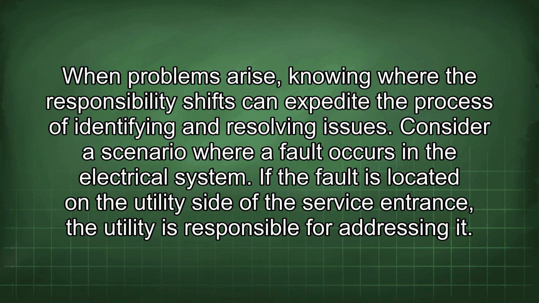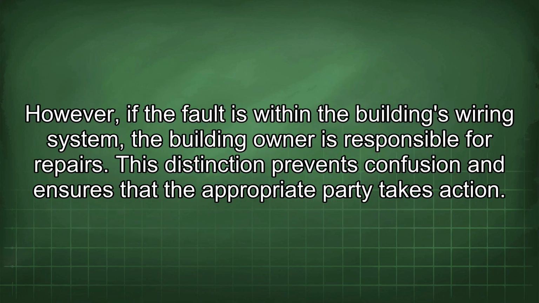Consider a scenario where a fault occurs in the electrical system. If the fault is located on the utility side of the service entrance, the utility is responsible for addressing it. However, if the fault is within the building's wiring system, the building owner is responsible for repairs. This distinction prevents confusion and ensures that the appropriate party takes action.